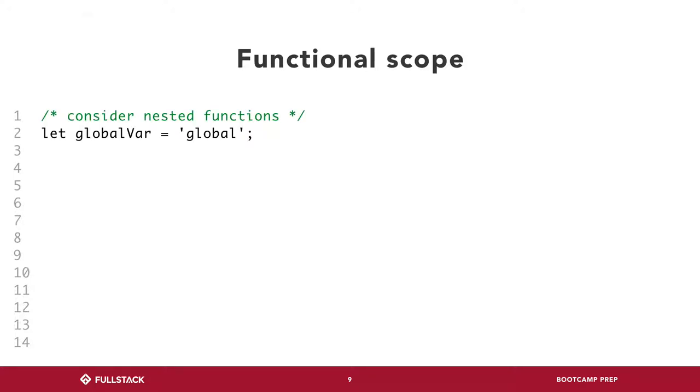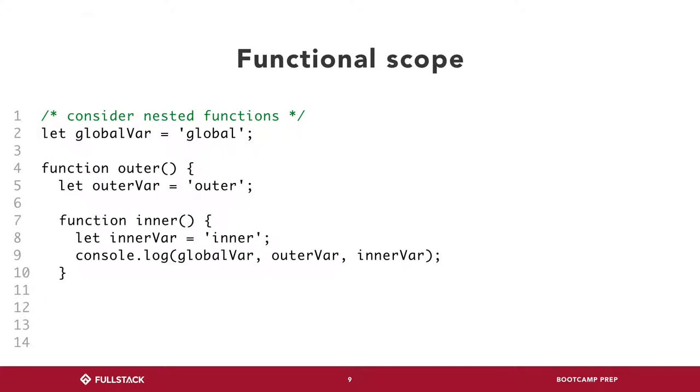All right, so nested functions. We're going to do some of this in the workshops, but does anybody have any guesses as to what this will output? I know this is going to take some time to think about. Yep, global, outer, inner. Yeah, let me see. Global, outer, inner.